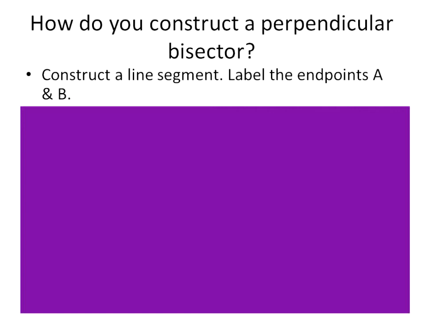And from A and B, you're going to do your arc. Keep it the same. Do your arc. Then put it just on the top. We're also going to do it on the bottom, down below. And then you can draw your line all the way through. So try that one quickly.